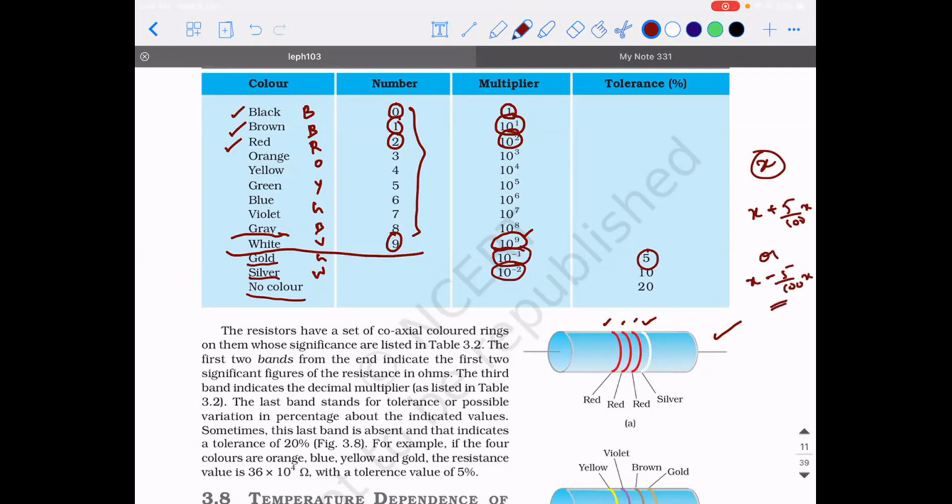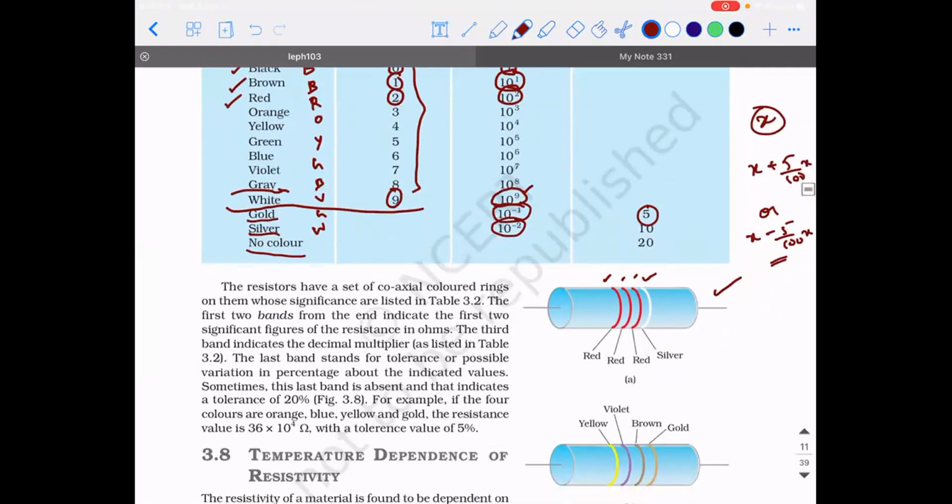Let's say you have found the value as 500. So 500 plus 5% of 500 or 500 minus 5% of 500. It can be anywhere between those two values. So that is going to be an approximate value that we are going to find.